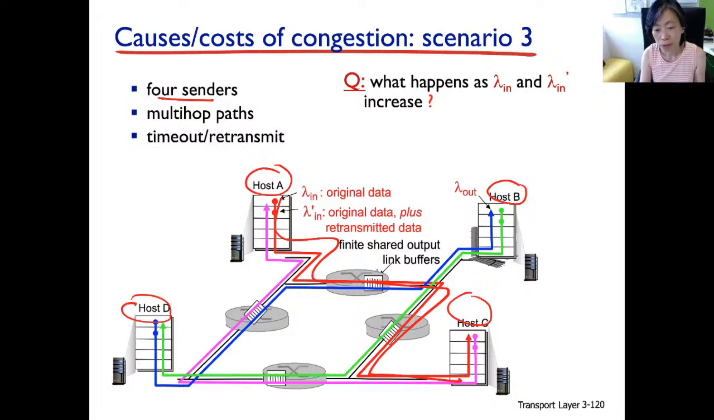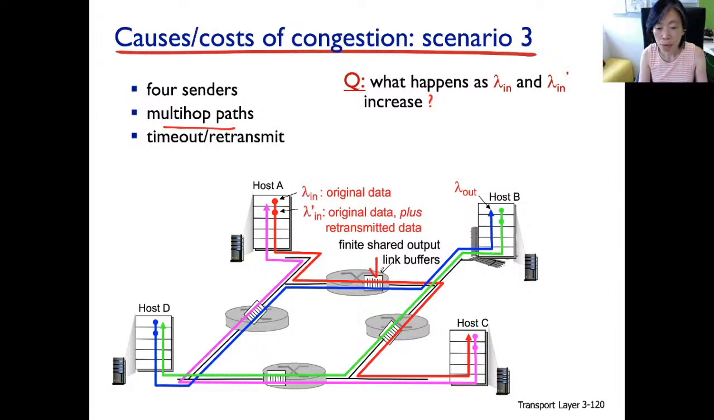hops. So this is one hop. This is the second hop for the red flow. Multiple hops. And yeah, we might run into a buffer full situation, therefore we could have packet drops, and therefore we do need a transport layer mechanism to try to do retransmission. So similarly, we have the lambda in, which is the input rate from the application layer, and lambda in prime being the input rate of traffic into the network from the transport layer.